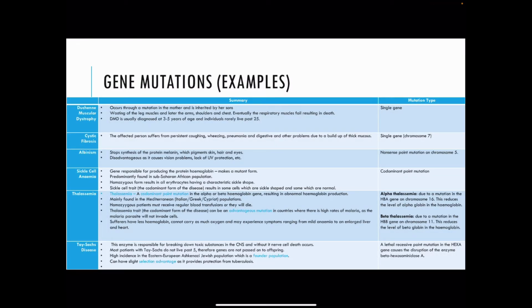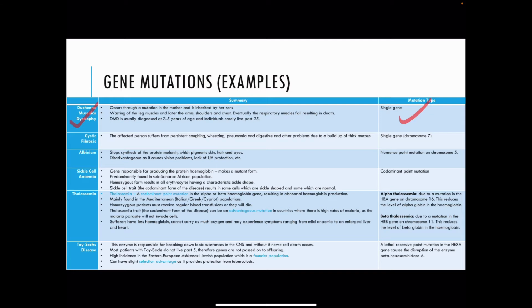All right, looking now at some examples of gene mutations. I'm going to read through this table quite quickly, okay, because this is something you can have a look at later on in your own time. Firstly, we've got Duchenne muscular dystrophy. So this is a single gene mutation, meaning only one gene is affected. Now, DMD occurs through a mutation in the mother and is inherited by her sons only.